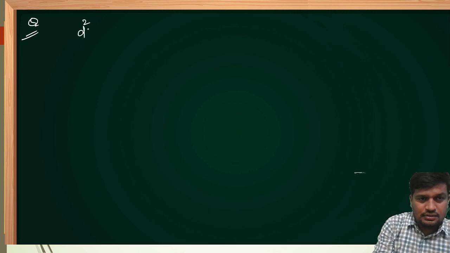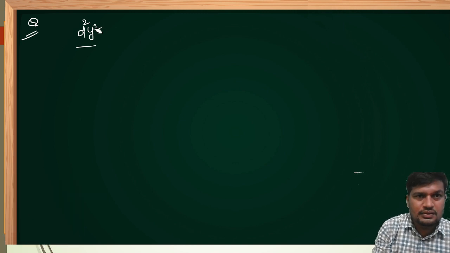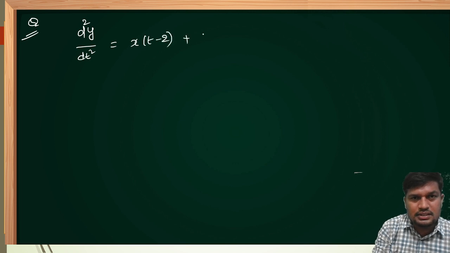The differential equation is d square y by dt square equal to x of t minus 2 plus d square x by dt square.